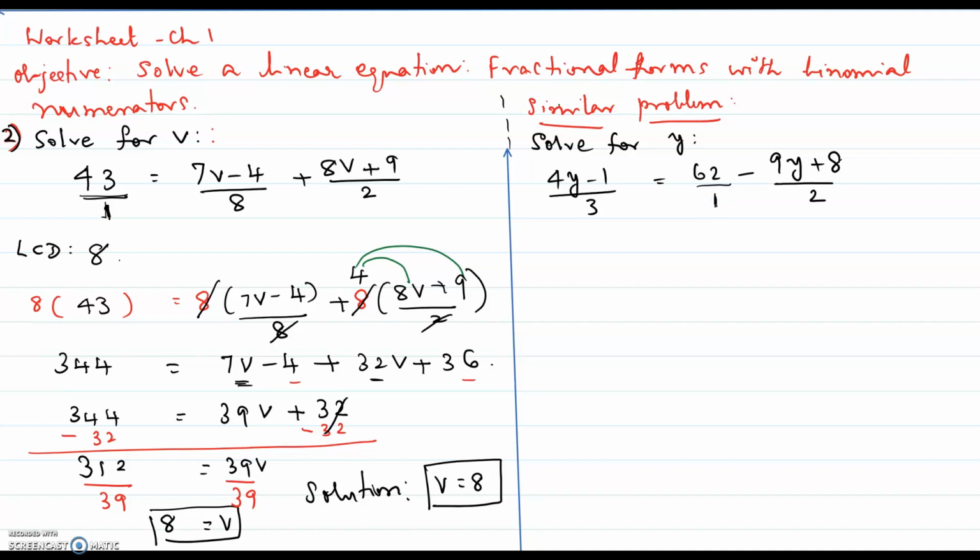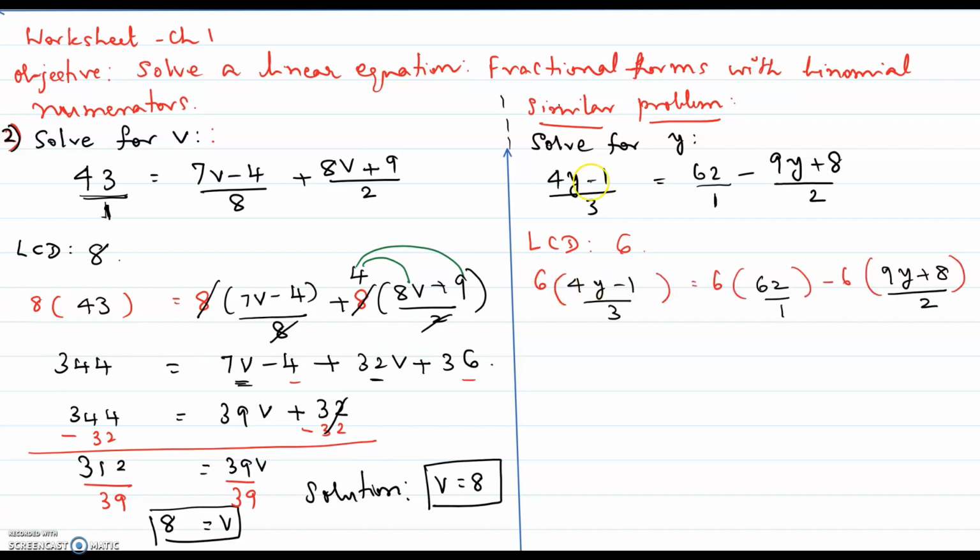So now the next step is to find the LCD. Look at all the denominators and find the least common denominator. 3, 1 and 2. The LCD is 6. So we are going to multiply every one of the terms by the LCD. So 6 times (4y minus 1) over 3, 6 times 62 over 1, minus 6 times (9y plus 8) over 2. So 3 goes into 6 2 times. 2 goes into 6 3 times.